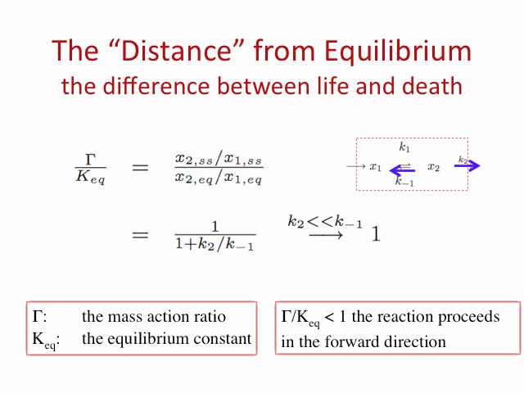Note that K2 divided by K minus 1 is a positive quantity, and therefore this ratio is slightly less than unity. And if it's less than unity, the reaction proceeds in the forward direction. That's a little characterization of the steady state solution.